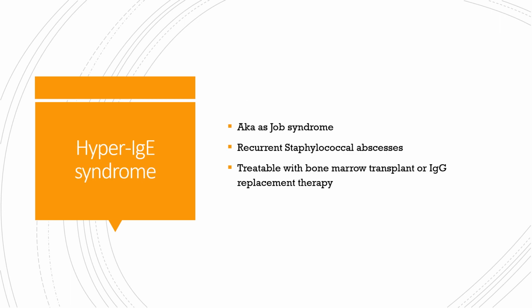Hyper-IgE syndrome is also known as Job syndrome. This is an autosomal dominant pattern. It can be corrected with a bone marrow transplant or IgG replacement therapy. Usually people that have hyper-IgE syndrome have recurrent staphylococcal abscesses.